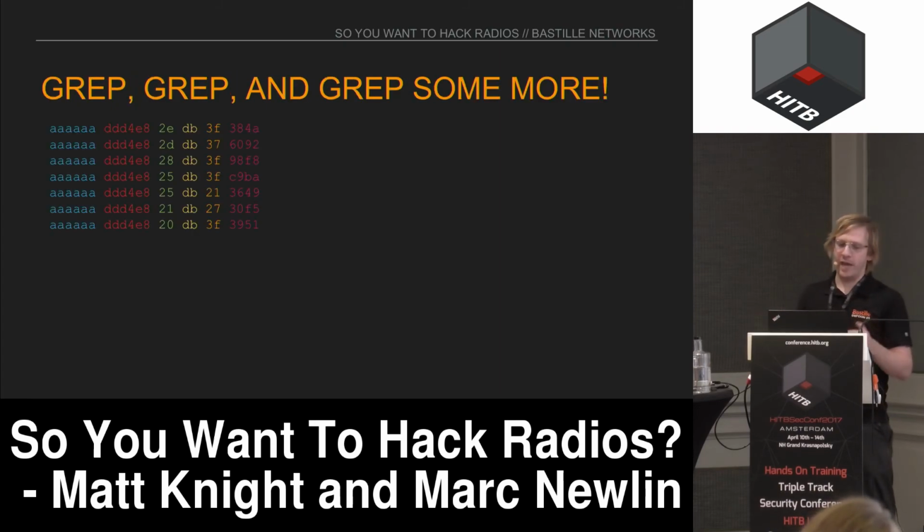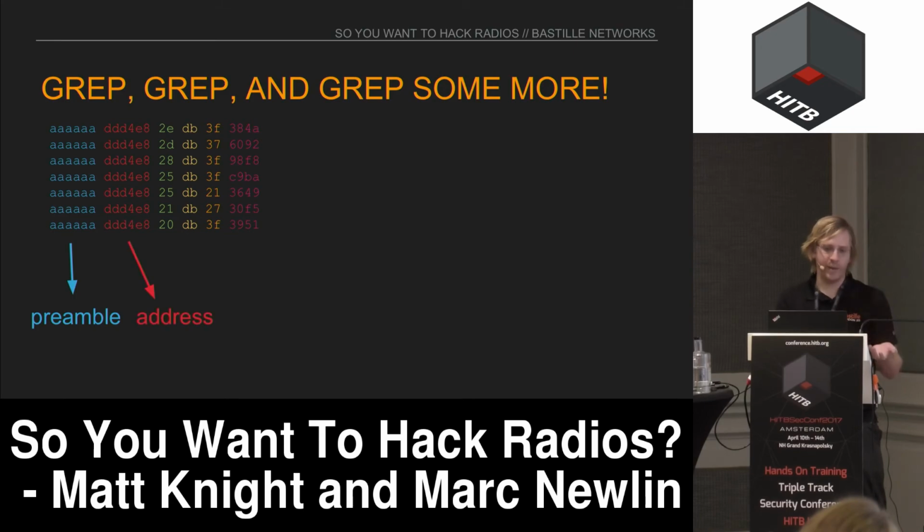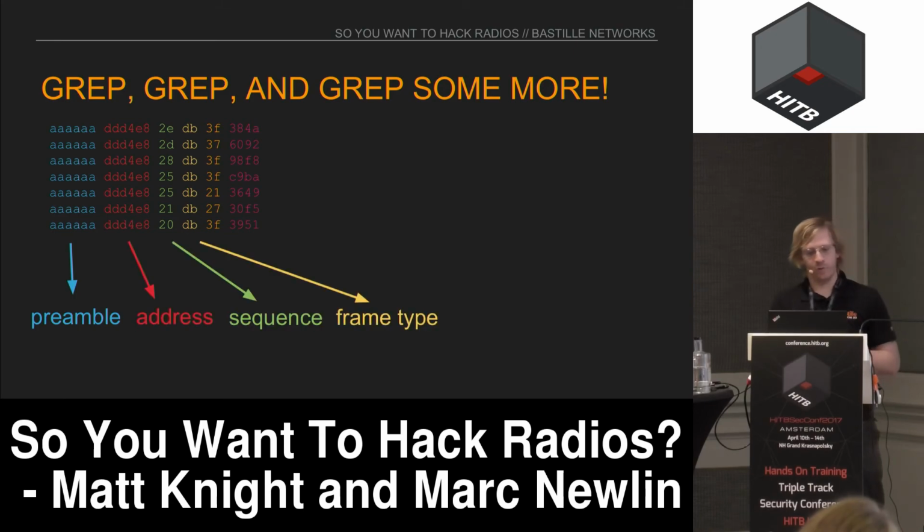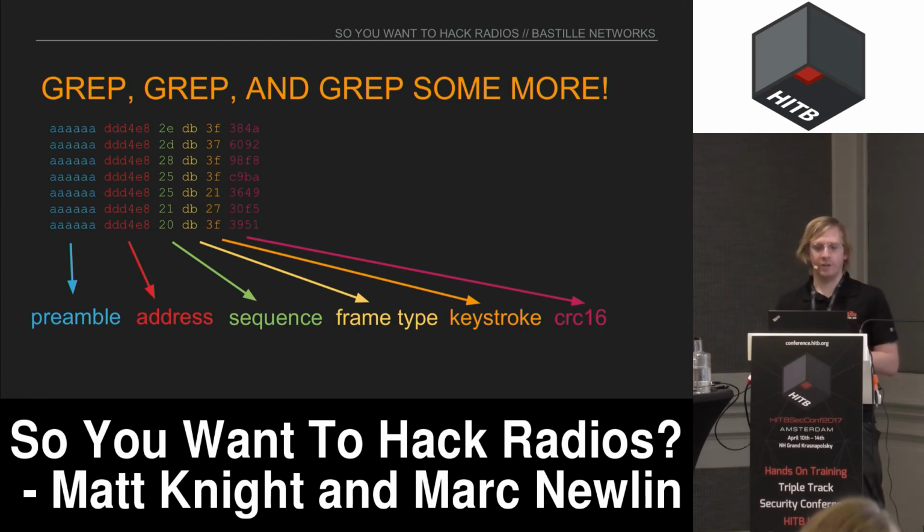So we do this, and we have this set of packets which are repeated a bunch of times in the file. And now we can use our normal packet format analysis skills to figure out what's in here. So we start with the preamble, an address, a sequence number, a frame type. In this case, it means a key press. We then have a keystroke, which is the actual key being typed, and we have a 16-bit CRC.